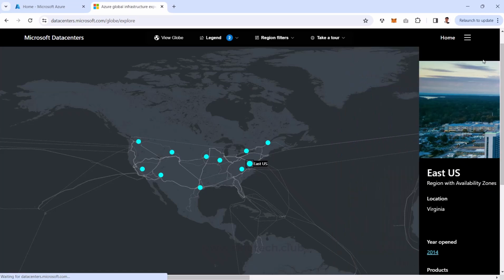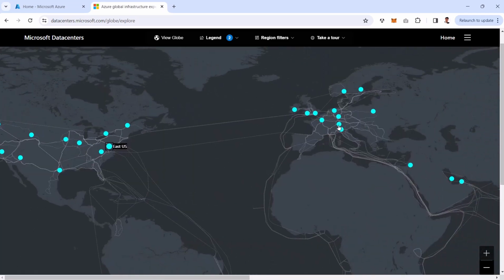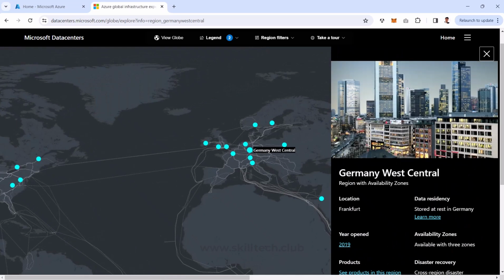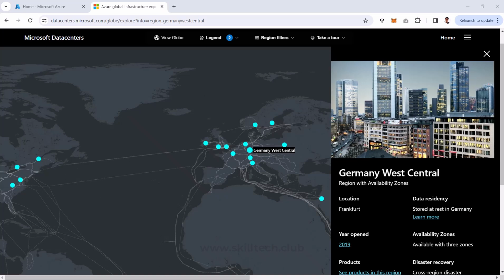Same way, if I go to some other region, like maybe I'm going to choose Germany West Central. It is located in Frankfurt, and that also has 3 different zones available, which means they have 3 data centers in that. Keeping in mind, one data center is equivalent to a 10-story or 15-story building, it is that big, and these 3 data centers are going to be there.